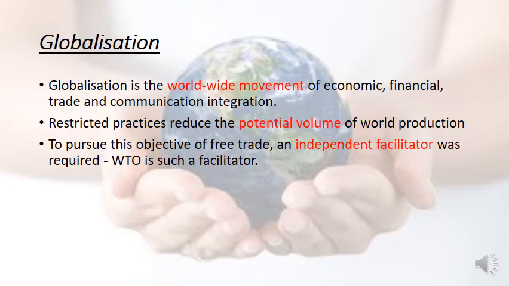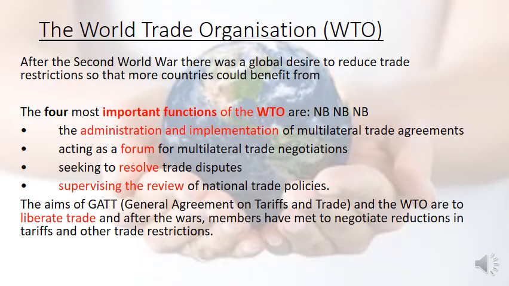Obviously, protectionism and import substitution reduce the potential volume of world production. We want to enable countries to produce more and more. And as I said earlier, the World Trade Organization is the independent facilitator that tries to achieve this objective of world trade. So it's in the world's best interests to have free trade, and so there's an external party called the World Trade Organization that tries to make sure that countries are being fair to us.